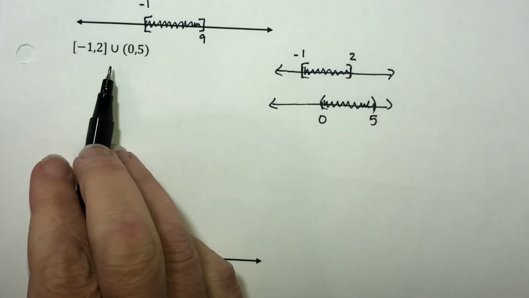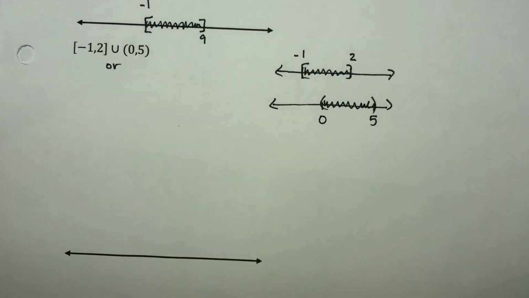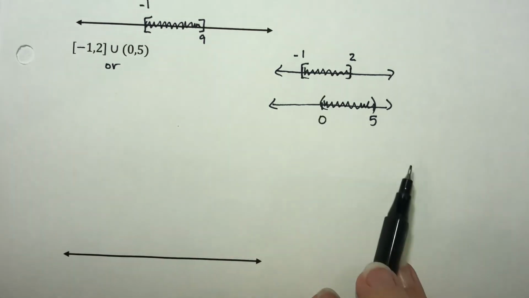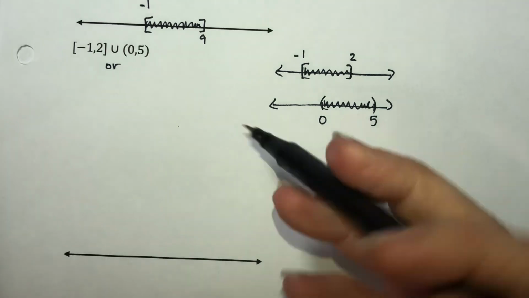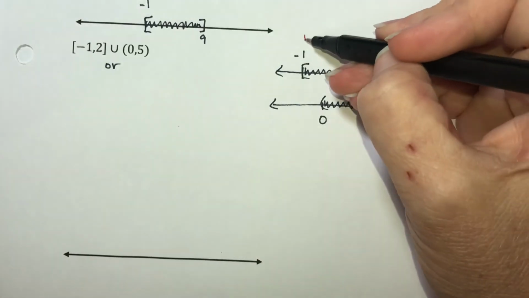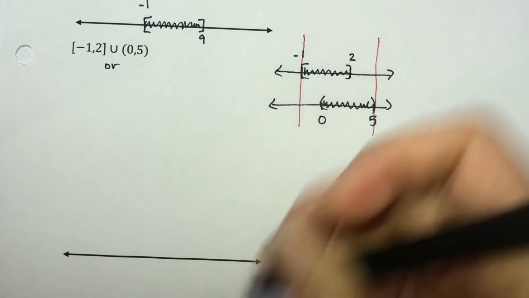Now we look at this symbol. This is union, so this is or. Or picks up everything that is shaded. It doesn't matter which one it's shaded by. It doesn't matter if it's shaded twice. Just if it's ever been shaded, it's part of your answer. So where would that be? The furthest left that is ever shaded is a -1, and the furthest right is the 5.